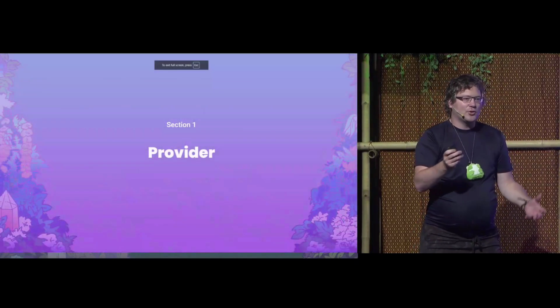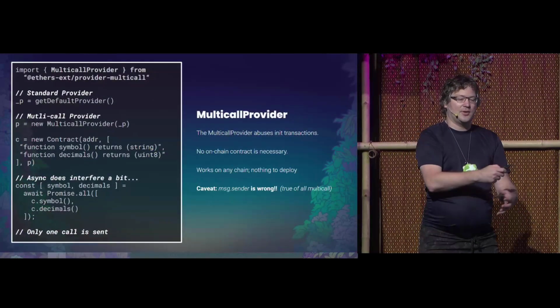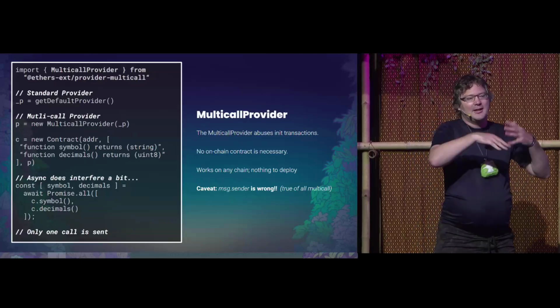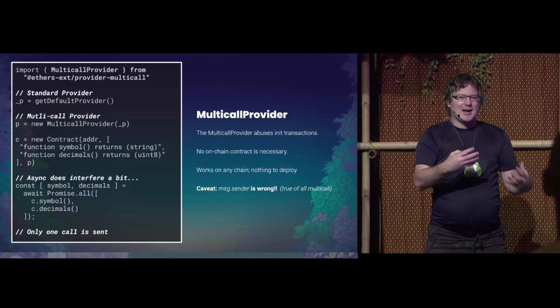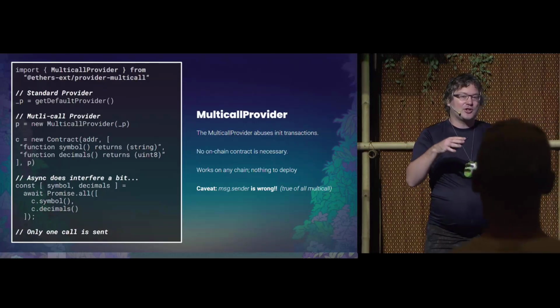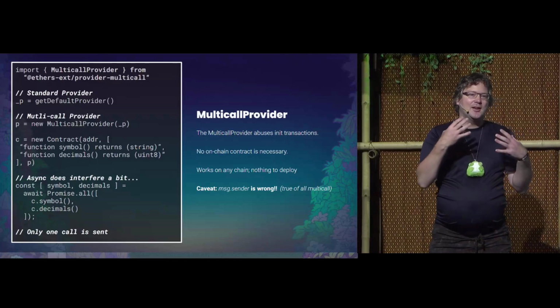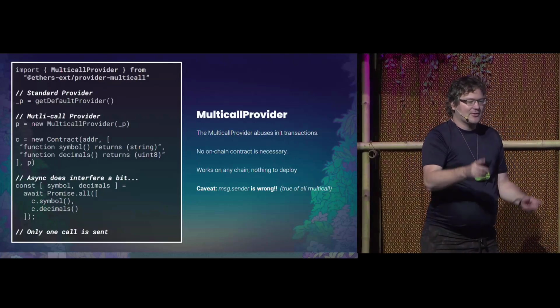There are different types of providers, so I'll go into a few things first. First of all, the MultiCall Provider, for those that are familiar with MultiCall. This is based on kind of abusing how init transactions work. So there's actually no contract on chain. It works if you're using Hardhat on a pristine chain. You don't need anything deployed. It just works. I'll cover in a second how that works.